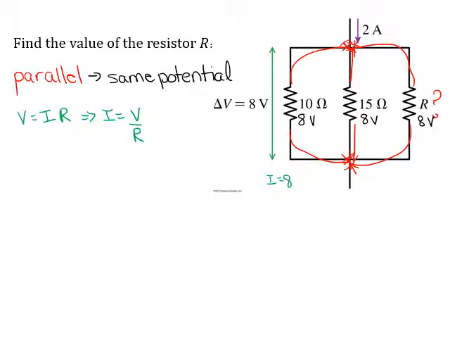Sorry, I'll fix it. It's the potential, 8 volts divided by 10 ohms, equals 0.8 amps. For our 15 ohm resistor, the current through it is the potential across it, 8 volts, divided by the resistance of it, 8 over 15, which is equal to 0.533 amps. I'm just going to label that up there on my picture because I like to have all those things really nice and together.